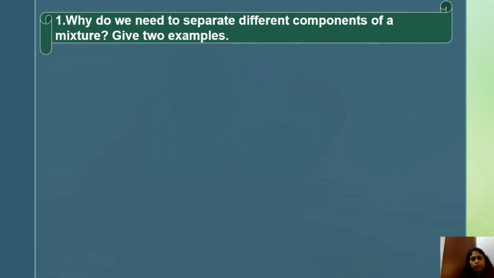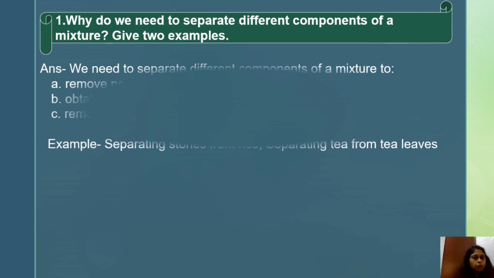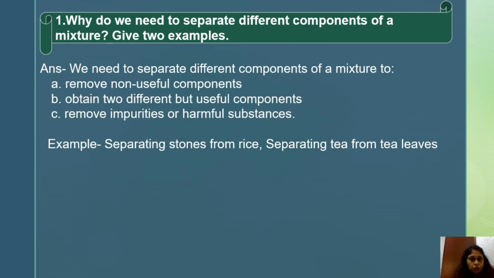Why do we need to separate different components of a mixture? Give 2 examples. Basically there are 3 reasons. The first one is to remove the non-useful components. Second is to obtain 2 different but useful components. And the third reason is to remove impurities or harmful substances. Examples of these are separating stones from rice and separating tea from tea leaves. So these are a few examples of separating different components of a mixture.